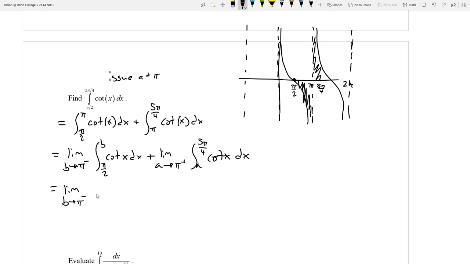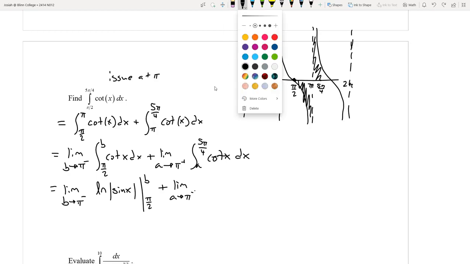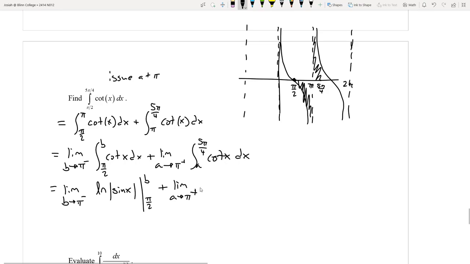So that's going to be the natural log of the absolute value of sine of x. And so we'll go ahead and apply that to both integrals here. Oops, I put a minus 1 there, didn't I? That should be from the left. And that should be from the right. There we go. All right, so we got natural log of absolute value of sine of x evaluated from a to 5 pi fourths.